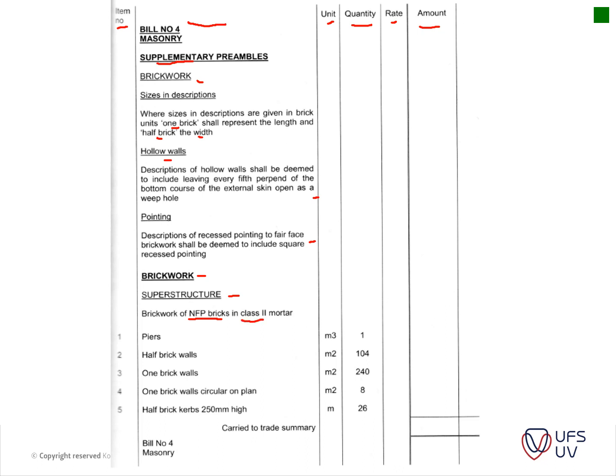Then you measure it in your different elements. So piers is usually measured in cubes, half brick walls in square meters, one brick walls again in square meters, and one brick walls circular on plan. Here you can see it's circular on plan, measured separately. Then you have one brick curbs, 200 millimeters high, measured in length.